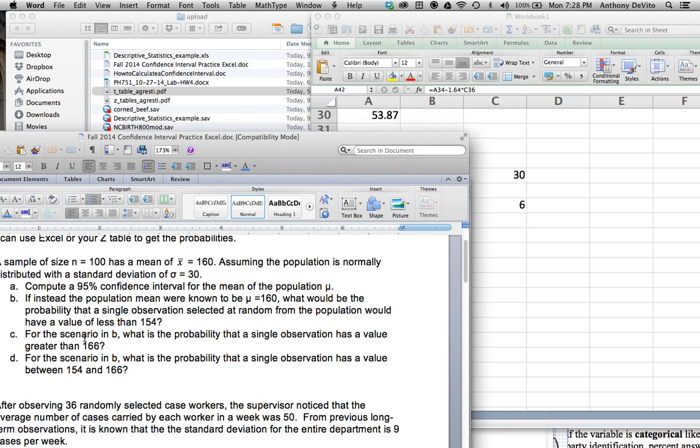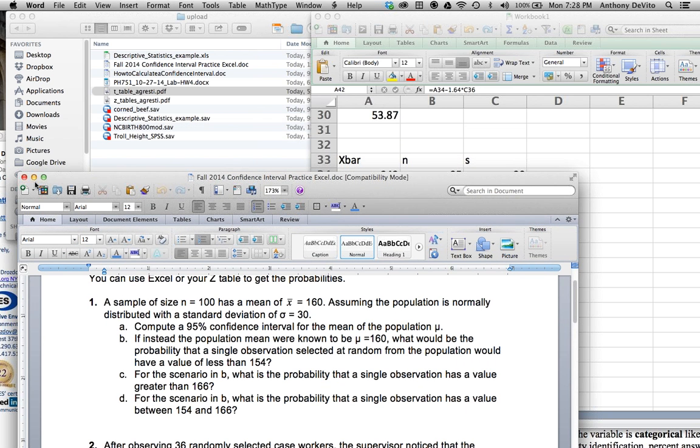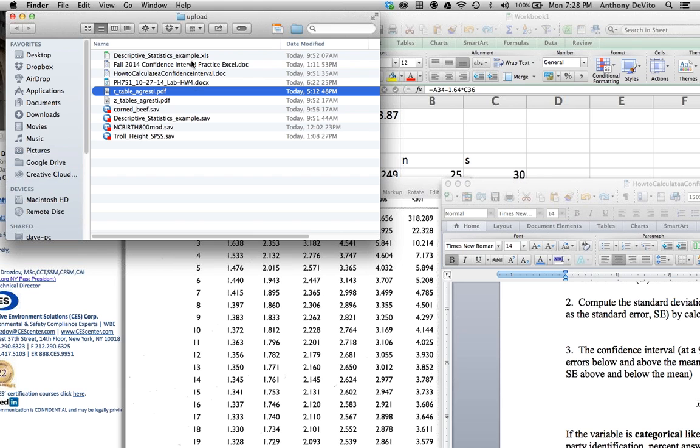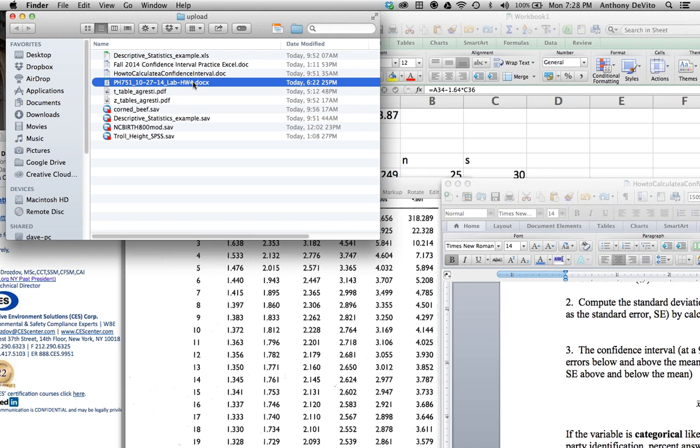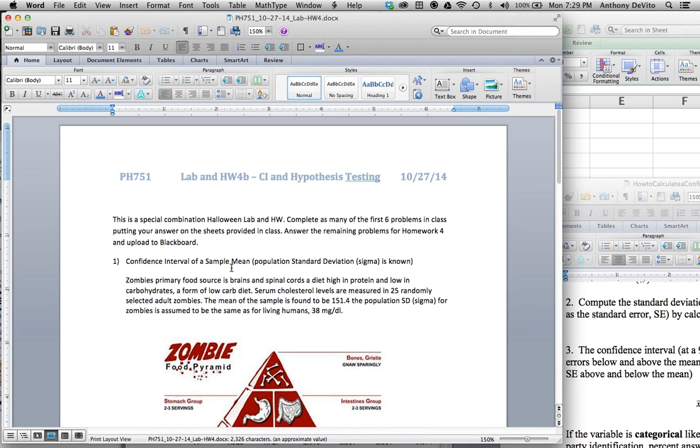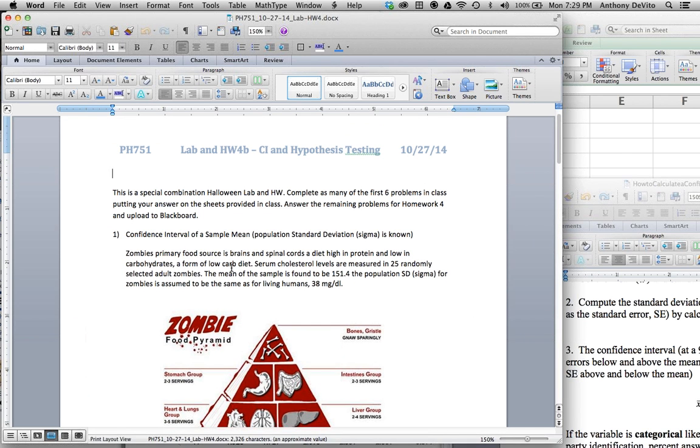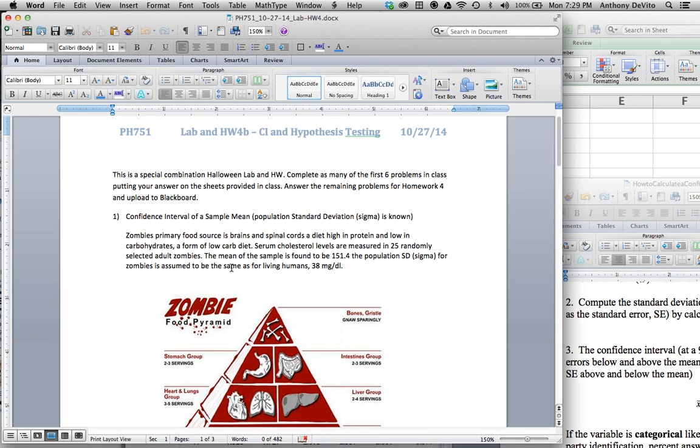Okay, now I have a homework assignment for you, and I just want to start on it to give you a head start. It's on Blackboard. I changed it a little bit because I dropped some stuff that we really didn't cover today. It's a special assignment for Halloween. So we're going to go over the first one.